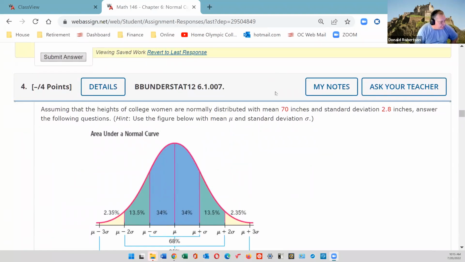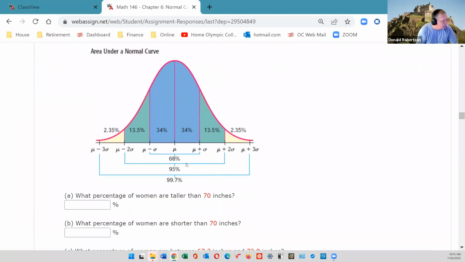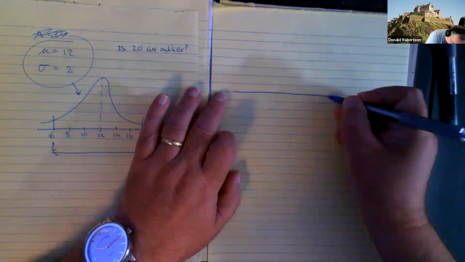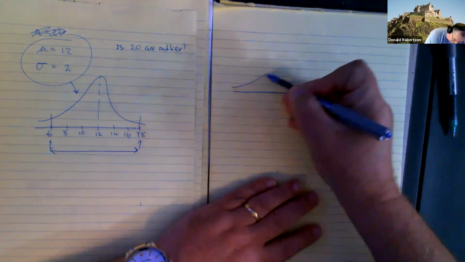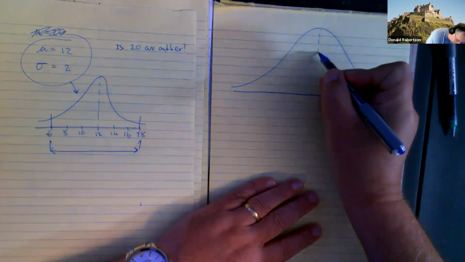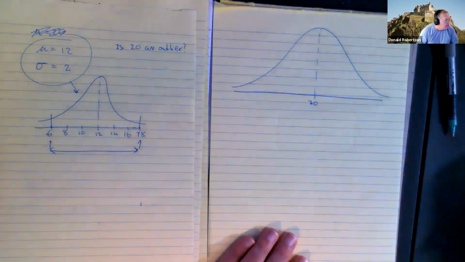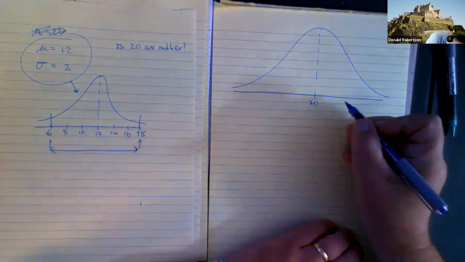So in this story, the mean is 70 and the standard deviation is 2.8. So I'm going to redraw that same picture, but I'm going to put numbers along the x-axis instead of all these sigmas. That's going to take me just a little bit of time, and then we can look at the questions again. So if you bear with me. So normal distribution looks like that. Right in the center, we have 70 because they tell me it is. And the standard deviation is 2.8.